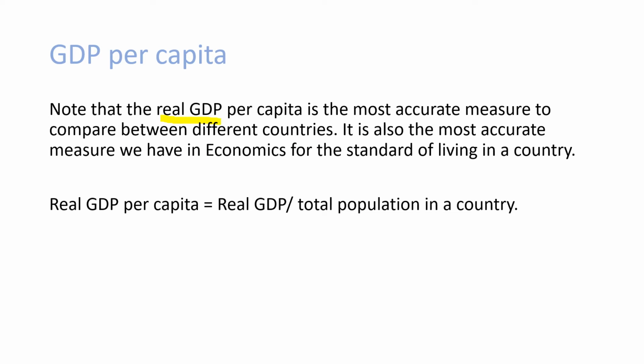Now remember, real GDP per capita is the most accurate measure to compare between different countries. It is also the most accurate measure we have in economics for the standard of living in a country. And the formula is real GDP per capita equals real GDP divided by the total population in a country. Okay, so real GDP per capita is a measurement of the total economic output of a country divided by the number of people. And remember, it's used to compare the standard of living between countries and over time.